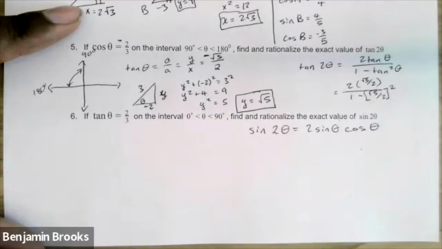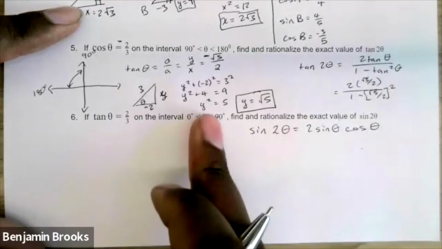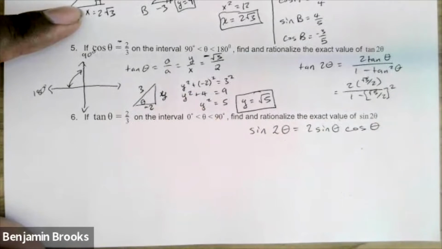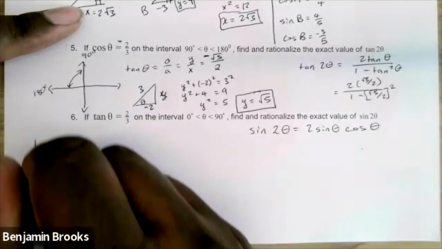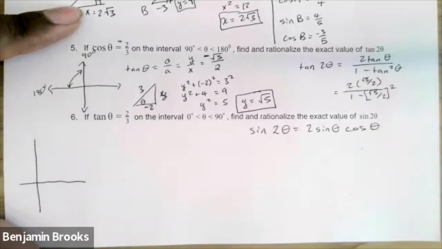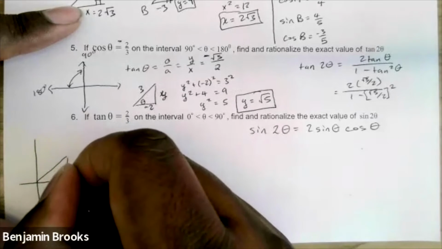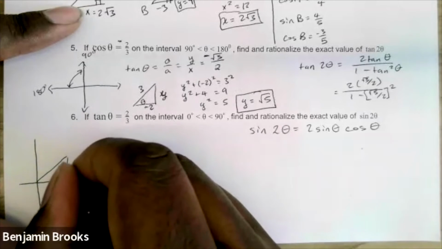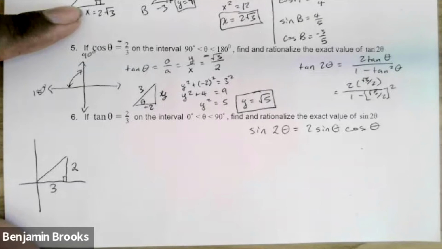And so what we're going to do is we need sine theta and we need cosine theta. Now this should be easiest, right? Because it's on this interval from 0 to 90, which means everything's positive. Yay for us. And so tangent of theta is 2/3. You can kind of think about it like this. If tan theta is 2/3, then that means your y value is 2, your x value is 3, right?